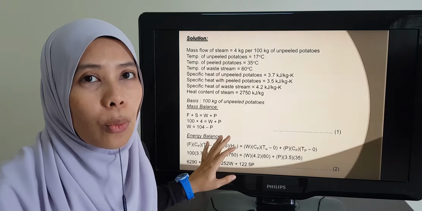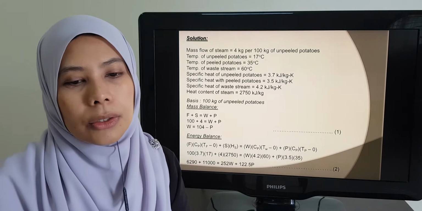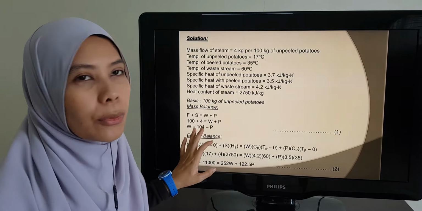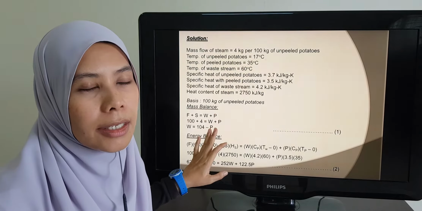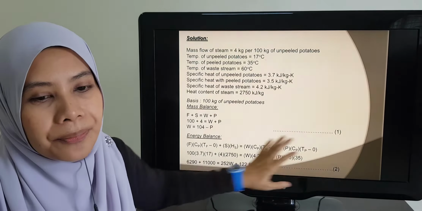These two, we do not know what the mass of these two products is. So I take one of the unknowns, for example, W, which equals 104 minus P. So this is the first equation.